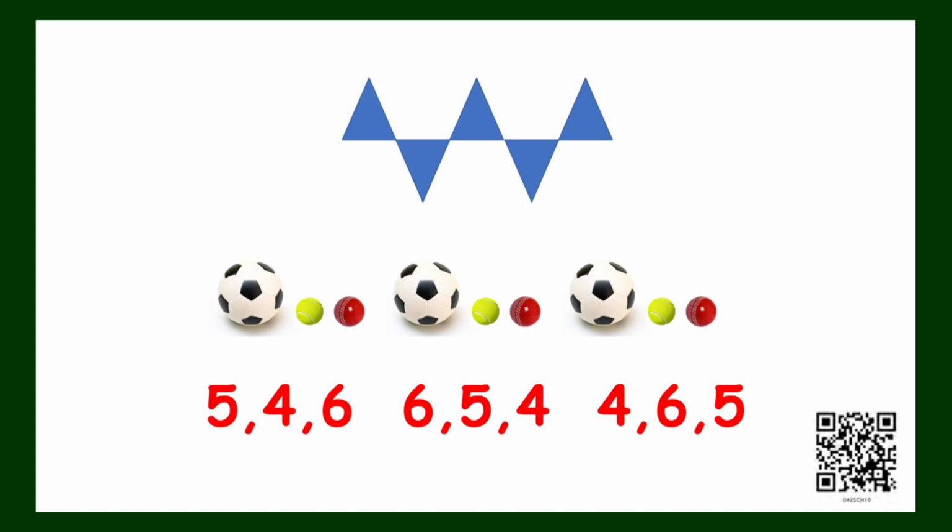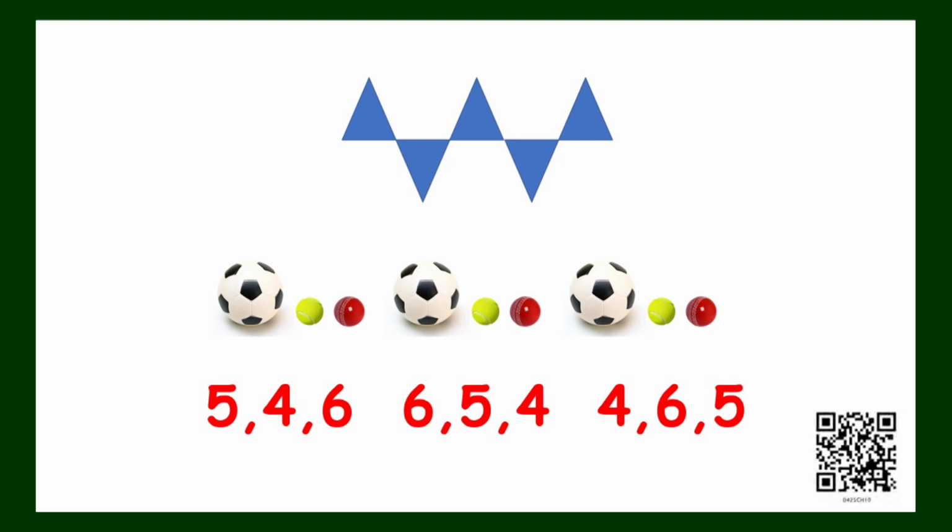Observe the numbers 5, 4, 6. 4 comes after 5 and 6 comes after 4. Now see the second combination, which is 6, 5, 4. Here 5 comes after 6 and 4 comes after 5, just like the first one. Now the third one: 6 comes after 4 and 5 comes after 6. They are taking the position of the next number.